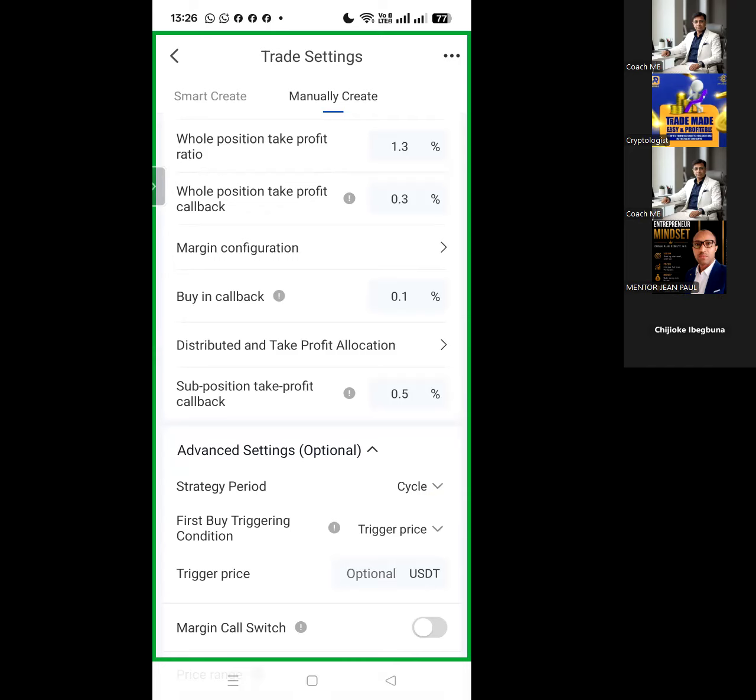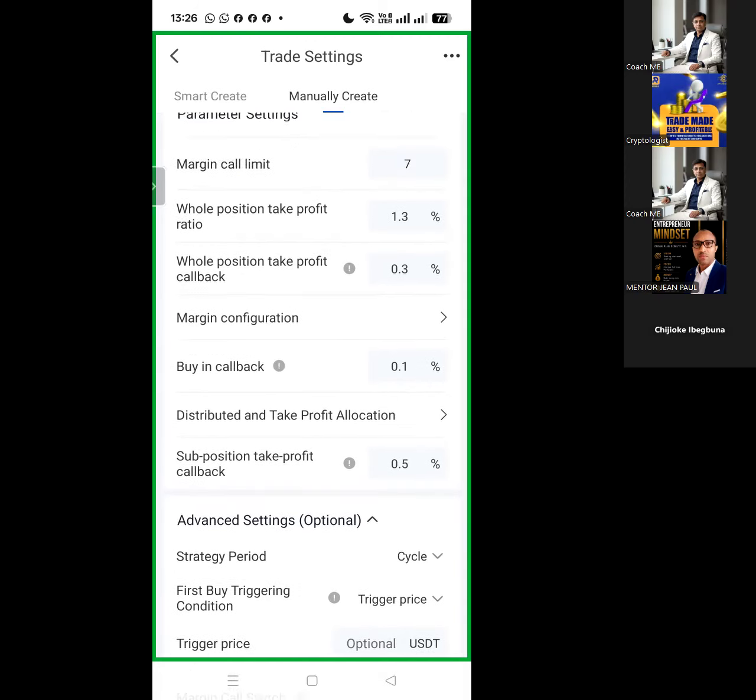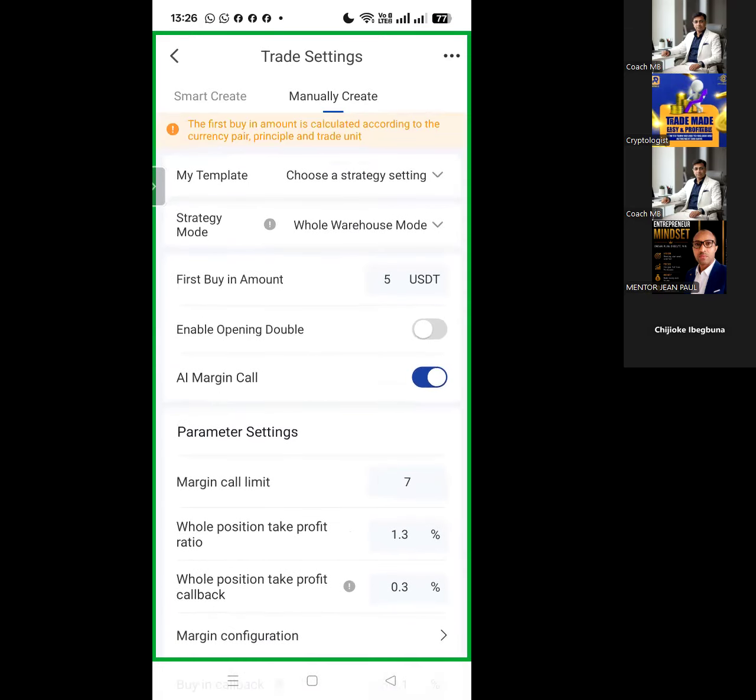Clear. Okay. I have one more question. First position drop, what percentage will you put, sir? First position drop. So where is the first position drop here? I don't see first position drop.